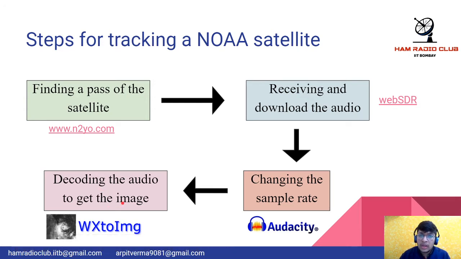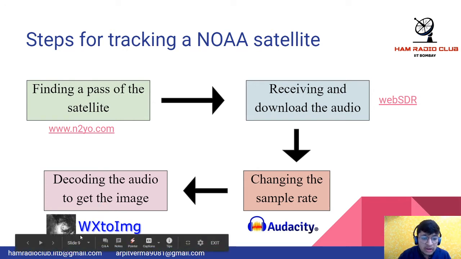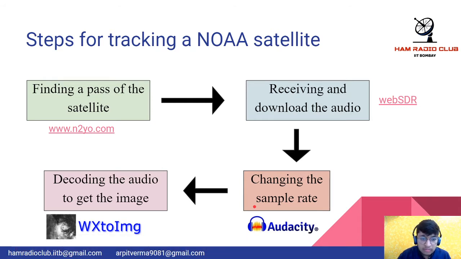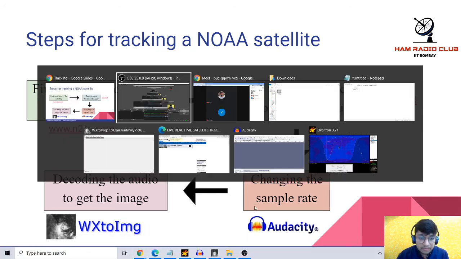And the final process, like I mentioned, is decoding the audio to get the image. Decoding, for those who don't know, is basically retrieving the useful information from an audio. So we decode the audio using a software called WXtoImg. So now we know the steps. We'll one by one go and do these steps.